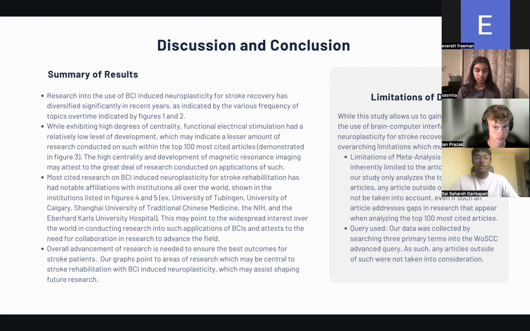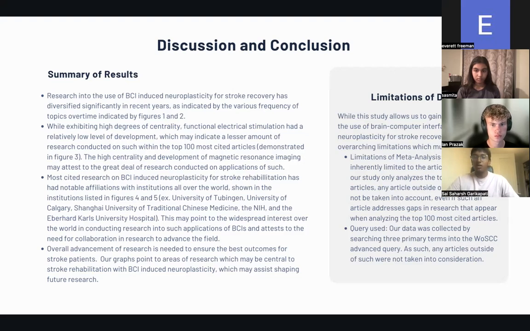Overall, more research is needed to ensure the best outcomes for stroke patients. Our graphs point to the areas of research which may be central to the stroke rehabilitation with BCI-induced neuroplasticity, which may assist in shaping future research.